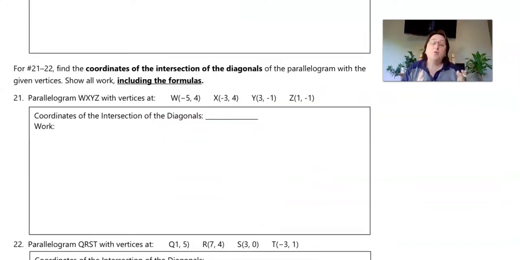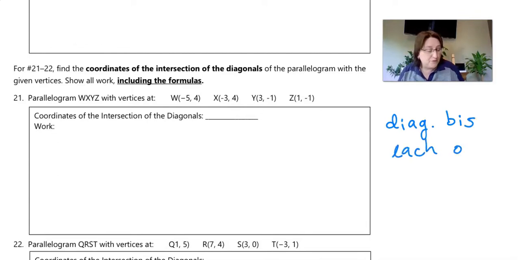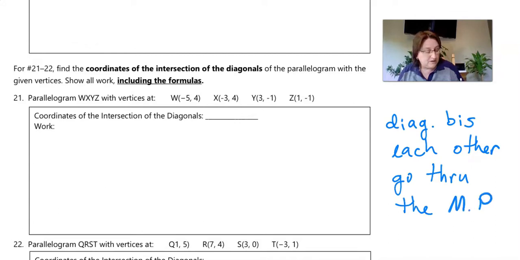Okay, so on number 21 right here, notice it's giving us coordinates. It says find the coordinates of the intersection of the diagonals of the parallelogram with the given vertices. I want you guys to, even if you need to write this down somewhere, okay? If the diagonals bisect each other, they go through the midpoint, okay? And you can abbreviate, MP is midpoint, okay?